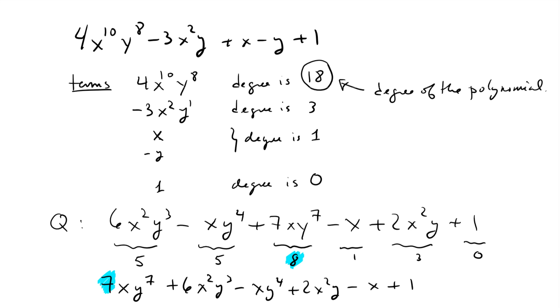This is the leading term coefficient. This is the leading term. This is the constant term or constant coefficient. And I have overall 1, 2, 3, 4, 5, 6 terms.